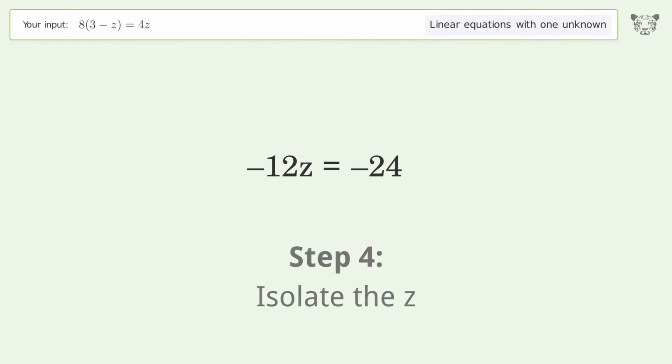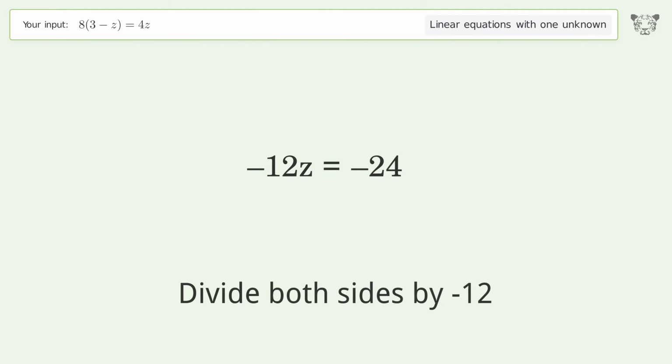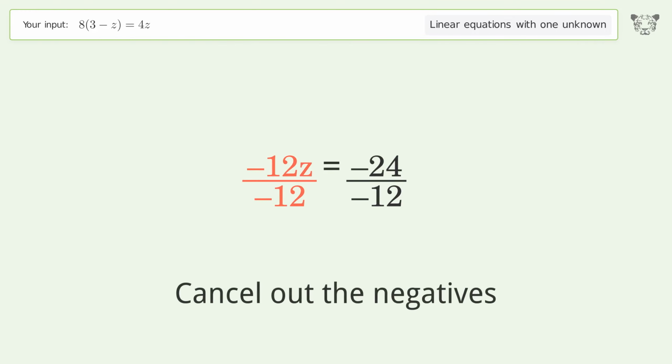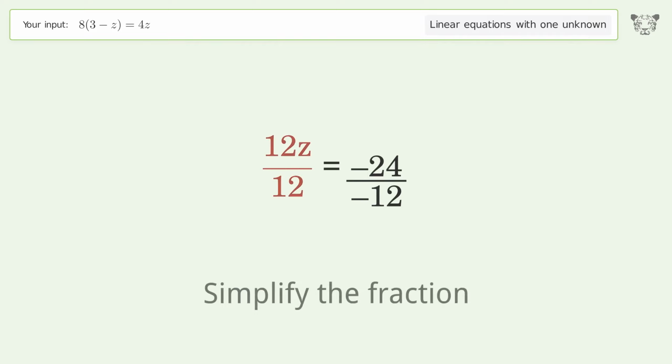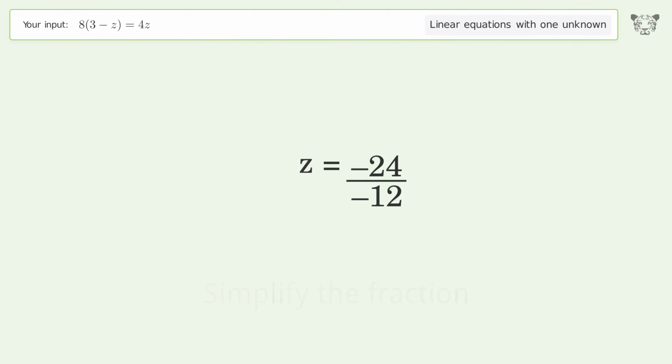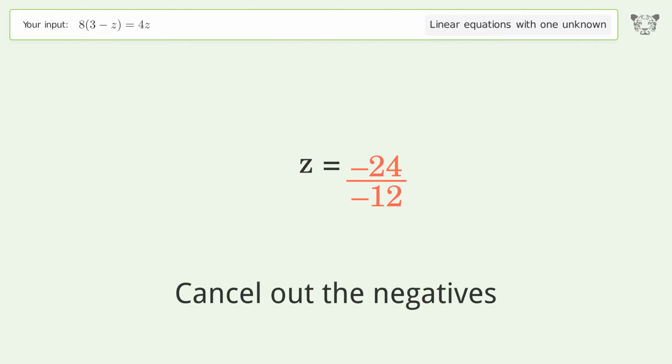Isolate the z. Divide both sides by -12. Cancel out the negatives. Simplify the fraction. Cancel out the negatives.